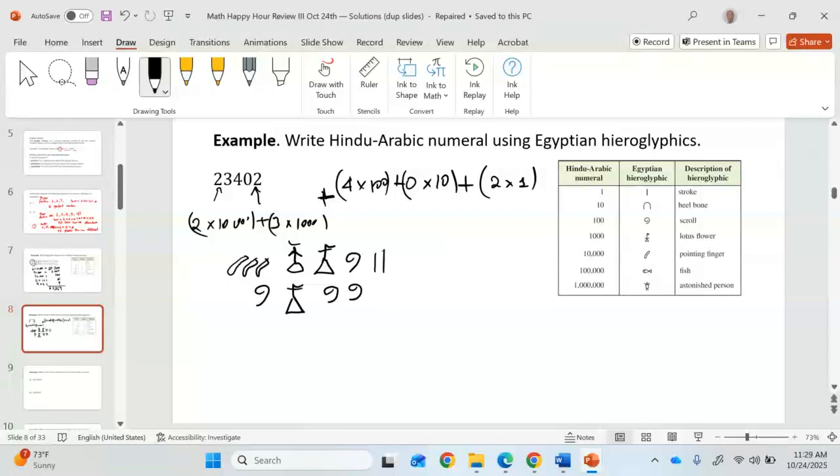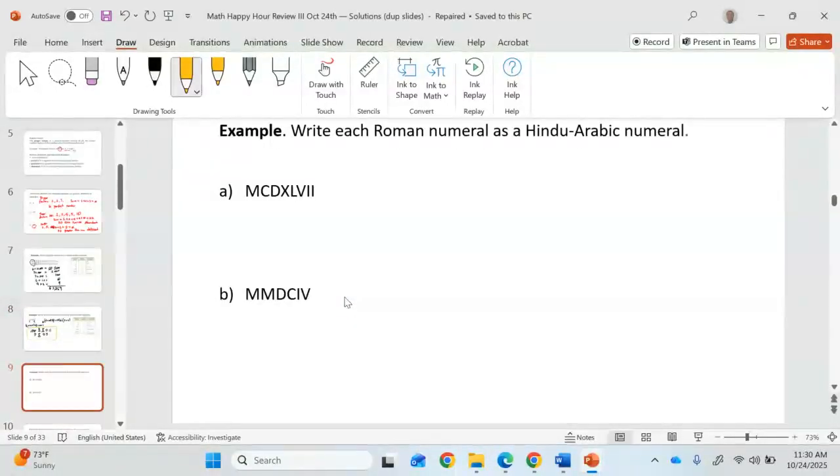Okay, so these Egyptian hieroglyphs would represent the number in Egyptian. Huh? So this regular number, this in Hindu-Arabic, 23,402, is equivalent to those symbols in Egyptian. Okay, so now I'm gonna do the Roman numerals.